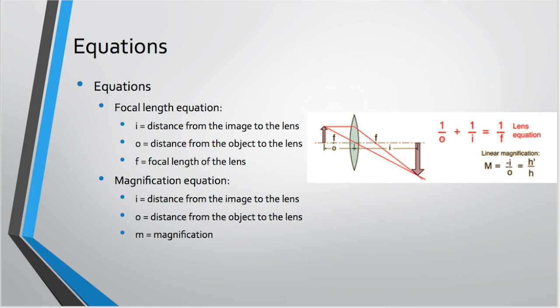We used two equations during this lab: an equation on focal length and an equation on magnification. The equation on focal length involved the distance from the image to the lens and the distance from the object to the lens, as well as the focal length, while the magnification equation involved magnification, the distance from the object to the lens, the distance from the image to the lens, as well as the height of the object originally and the height of the image.